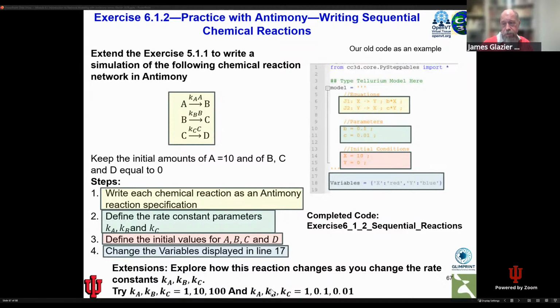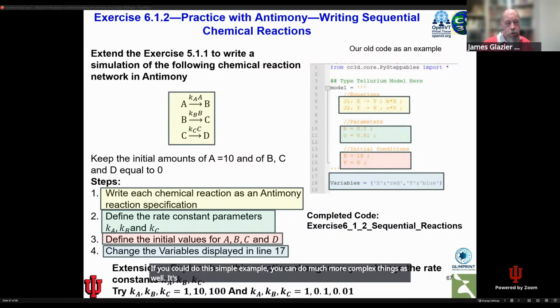So I'll give people a few minutes to try that. Again, when you've got it working, put it in the chat. If it's not working, you can ask for help. Try it first and then ask for help. If you really get stuck, the finished thing is online, but this one you ought to be able to figure out on your own. If you can do this simple example, you can do much more complex things as well. You have to do more, but it's not harder.